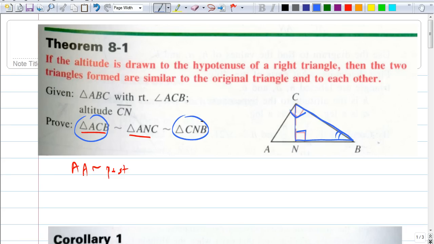But is there a postulate or a theorem that says if 2 triangles are similar to a third, they're similar to each other? The transitive property of similarity. Does that make sense? You got it? Okay. So, there's that.